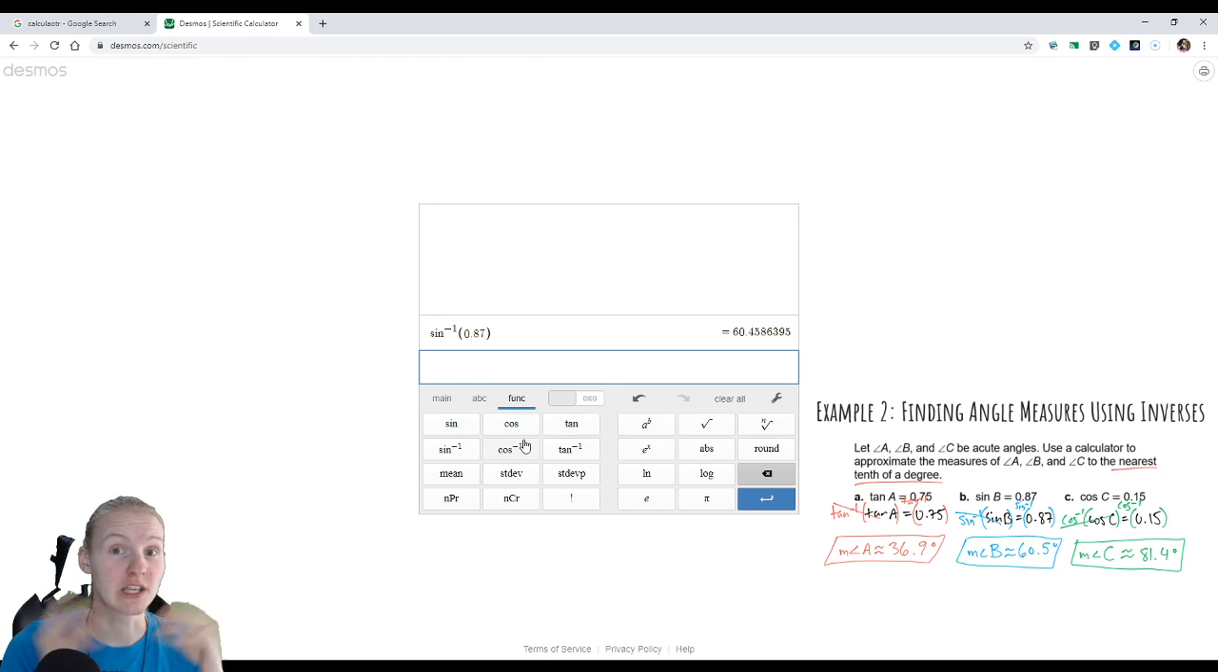That is how to use the internet's calculators for inverse trig functions.